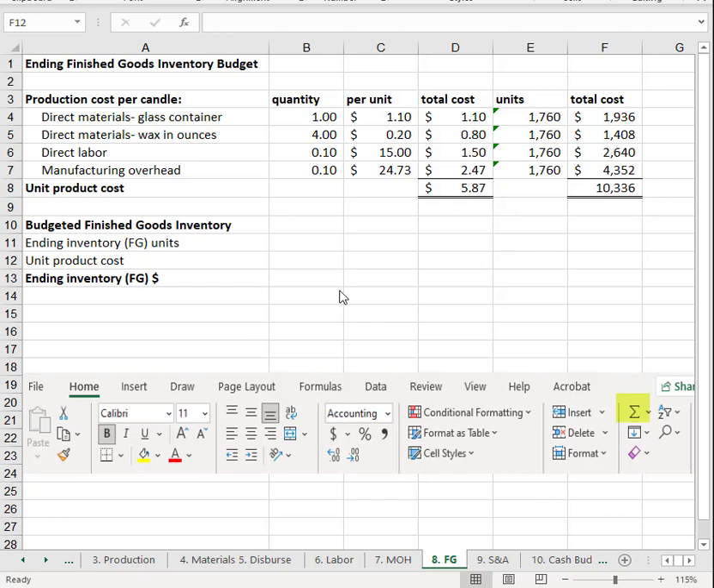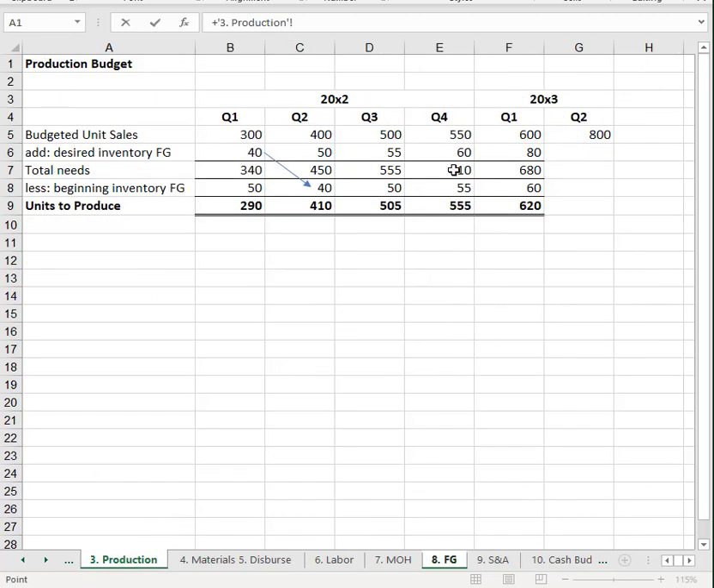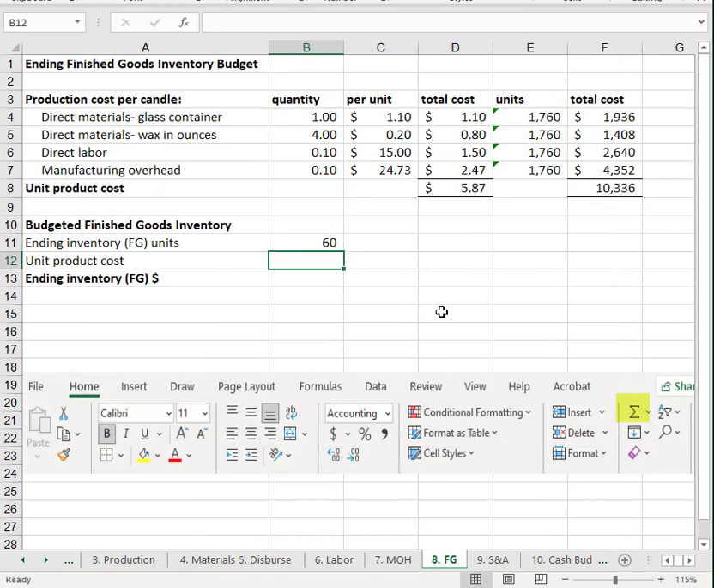So how many units do we have in ending finished goods? So we're going to go over here to our production budget and see what is ending units at the end of the year. So that would be the end of the fourth quarter. And what is the cost per unit? We just calculated it. So the cost of ending inventory is the units in ending inventory times the cost. So that's the ending finished goods inventory. That's going to go on our ending balance sheet.